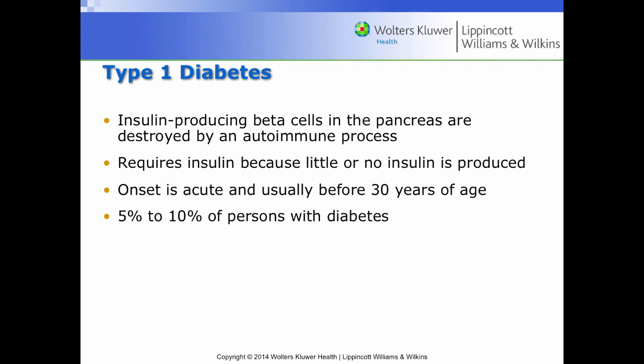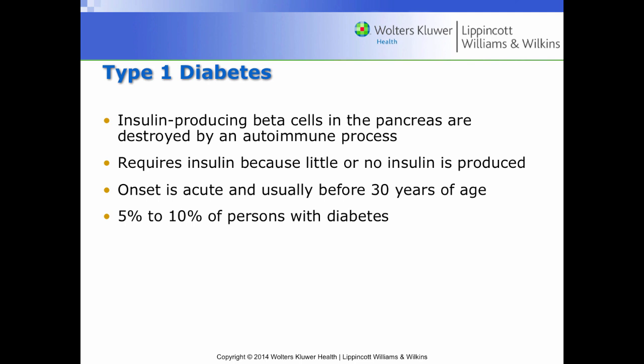Now, the onset of the disease, right, the manifestation of the disease is usually quite acute because as soon as your insulin production falls below a threshold, the hyperglycemia and the acute complications manifest very quickly.